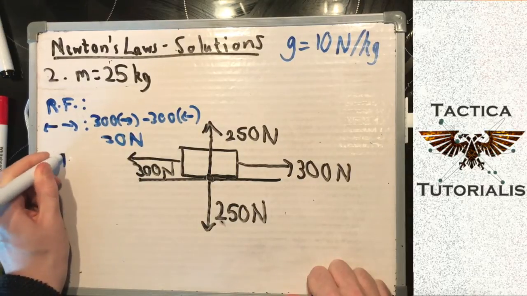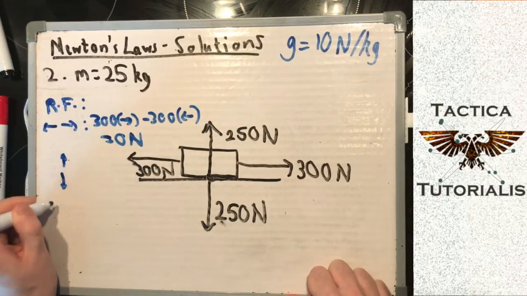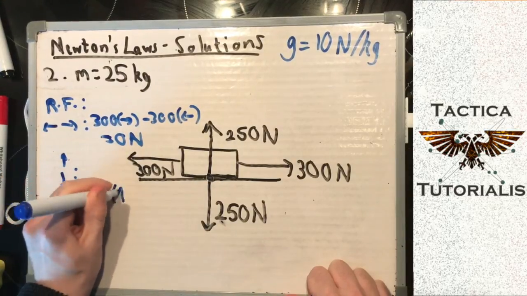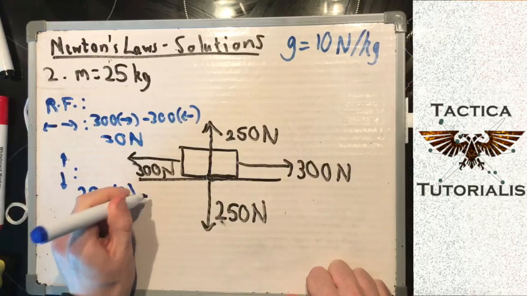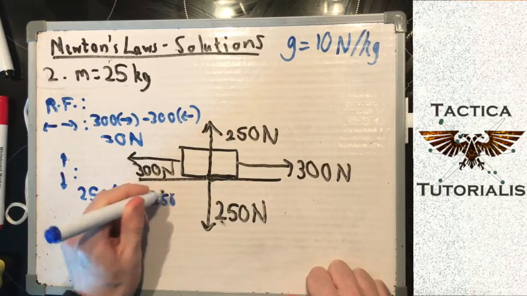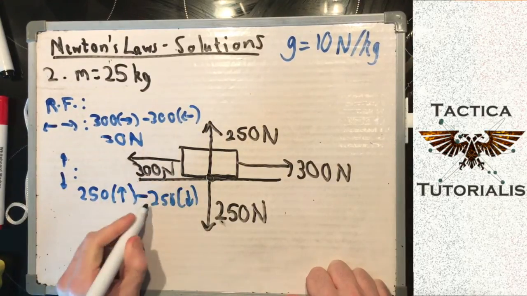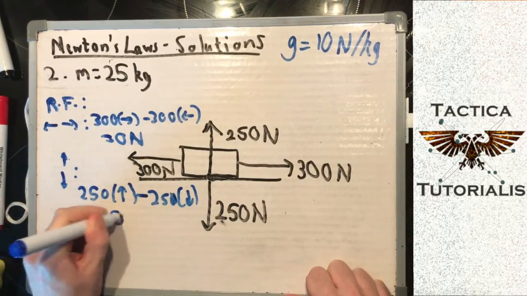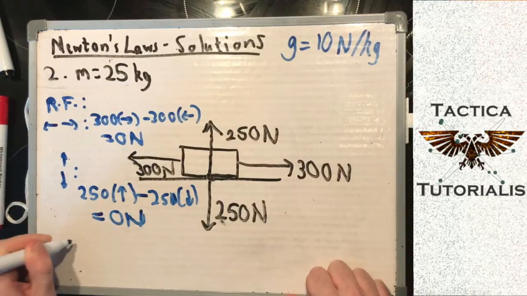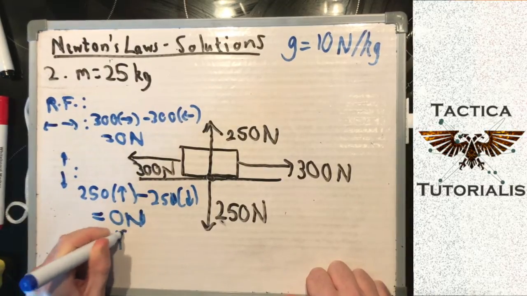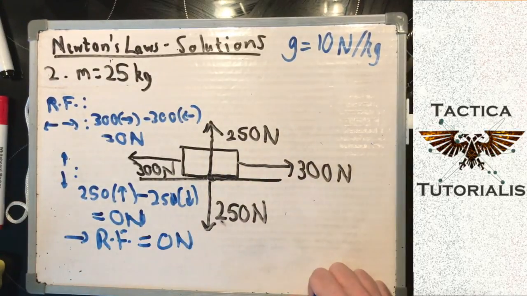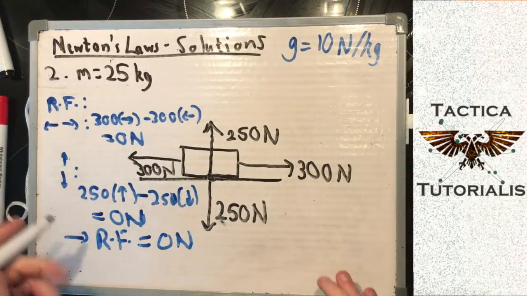What about up and down? Well, we have 250 up and we have 250 down. So opposite direction, so do a subtraction. 250 take away 250 equals 0 newtons. Therefore, resultant force equals 0 newtons. Don't need to give a direction because there is no direction.